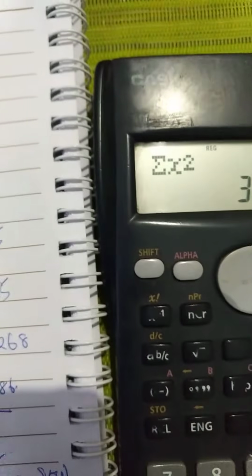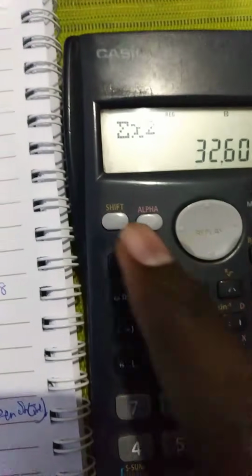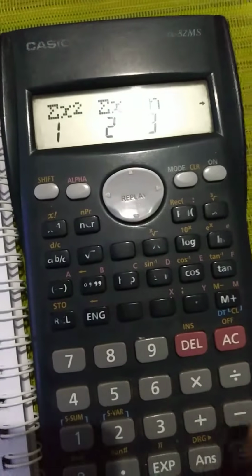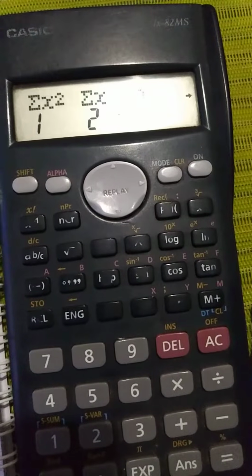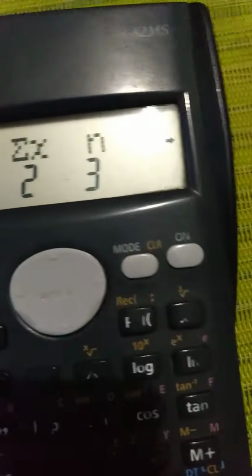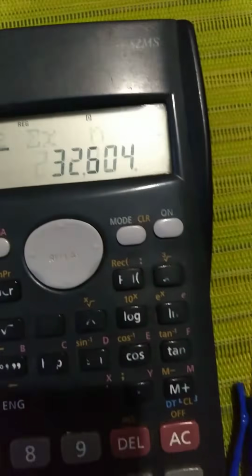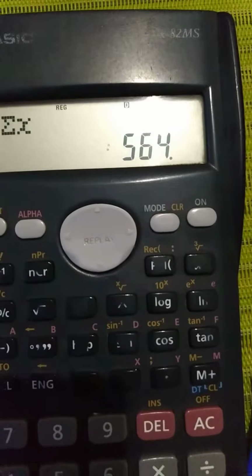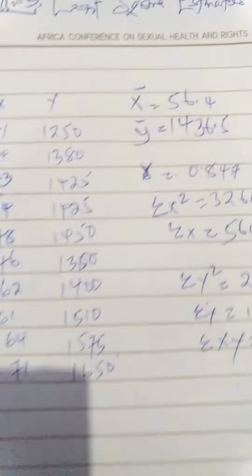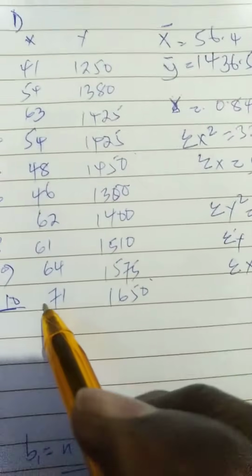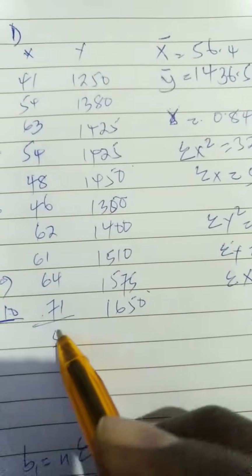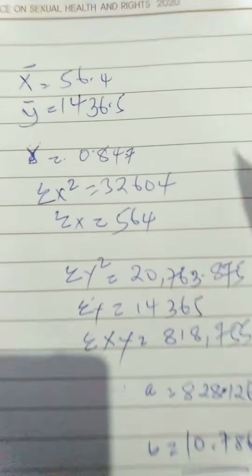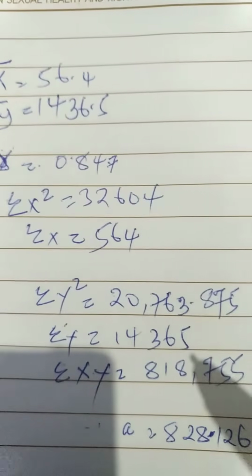If you want the summation of x, you apply the same procedure. You click shift, and then sum, and then you click 2, and after pressing 2 you say equal to, and it gives you 564. So the 564 is what you get when you sum these manually. You can indicate it there.